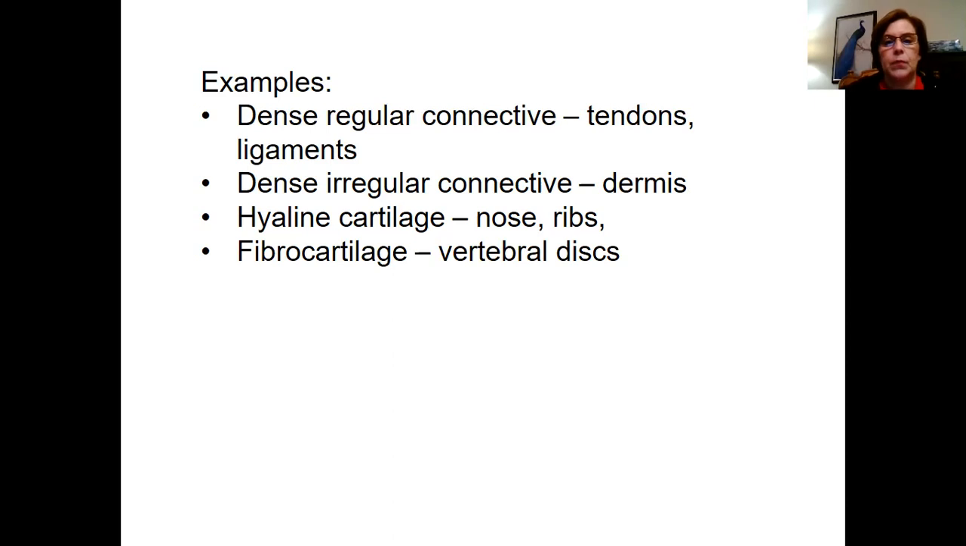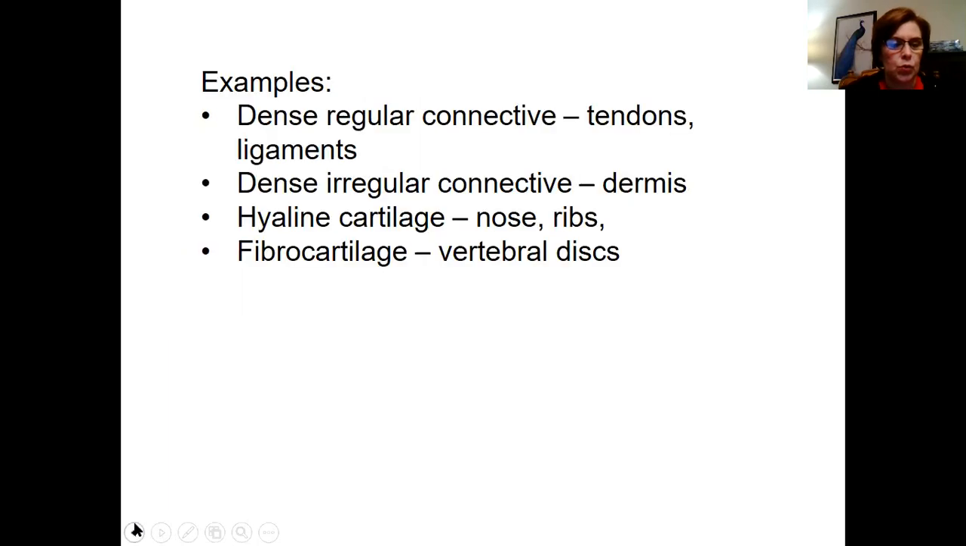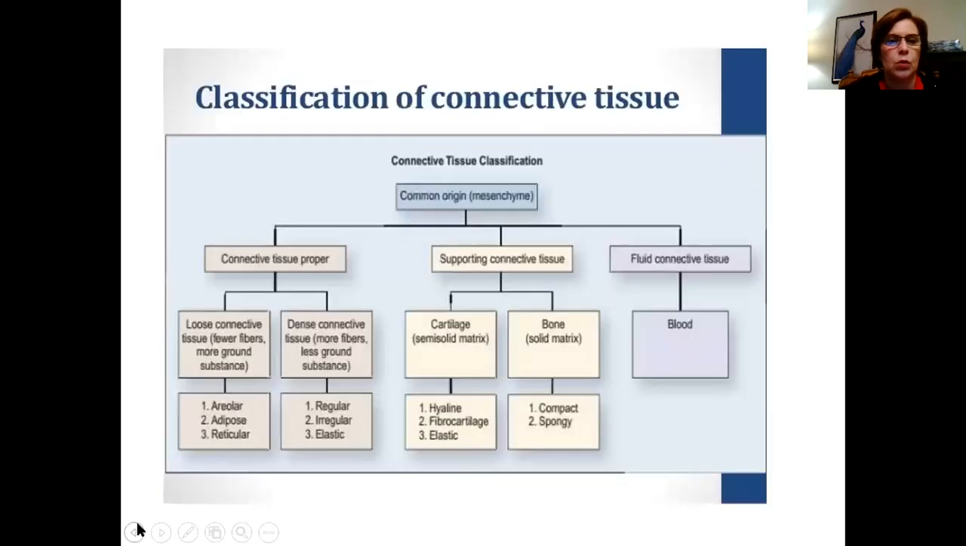Okay, so let's go ahead and I'm going to wing back to the last page. So we have here dense regular connective, you should have tendons, ligaments. Dense irregular connective, you should have the dermis. Fibrocartilage, you should have the vertebral discs. Hyaline cartilage, your nose, and the cartilage that attaches your ribs to your sternum.